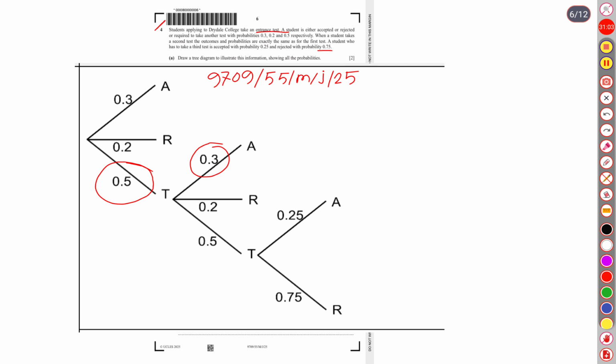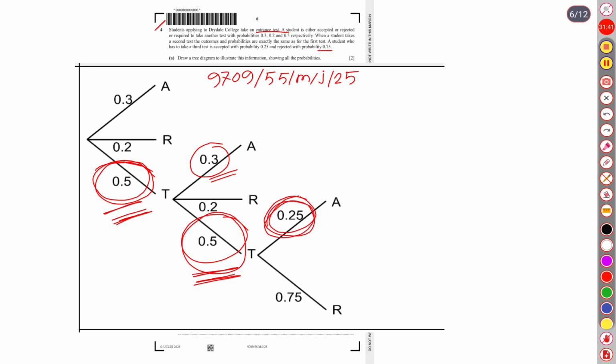For first T it is 0.5, and then if he is accepted it is 0.3. So 0.5 into 0.3. For the second one, first time he was given a chance, again he couldn't qualify, then he was given another chance, then he qualified. So what are the probabilities? For the first case, it was T into A, 0.5 into 0.3. For the second case, first he was given a chance, 0.5, again he couldn't qualify, so he was given the second chance with 0.5, then finally he was accepted with 0.25 as probability.